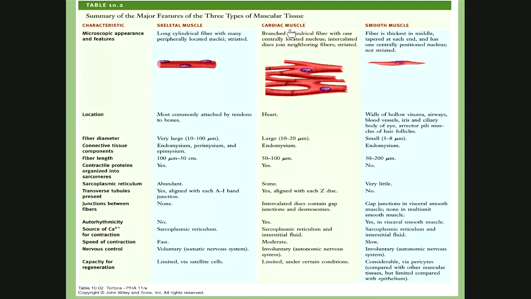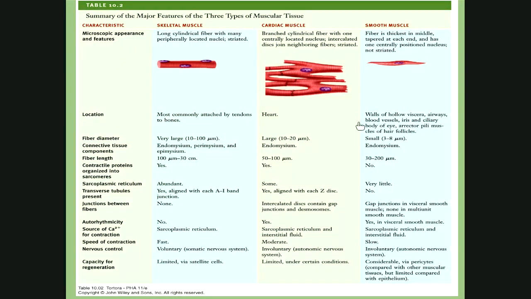Cardiac muscle cells are branched. They're smaller. They're only located in the heart. They are striated, just like skeletal muscle, but they're only one nucleus per cell. So the cardiac muscle does have autorhythmicity. It's totally involuntary. They're controlled by the autonomic nervous system and have limited to no ability for regeneration.